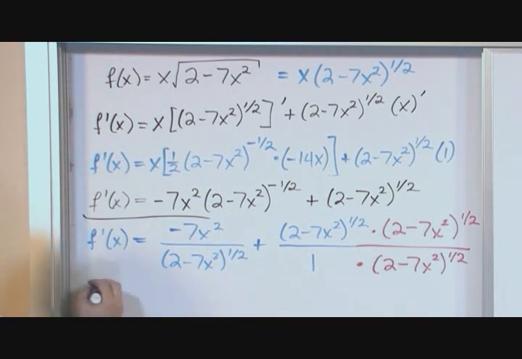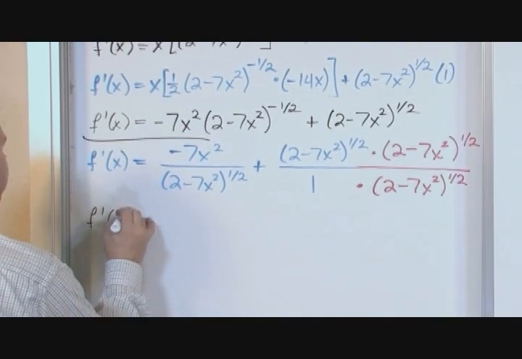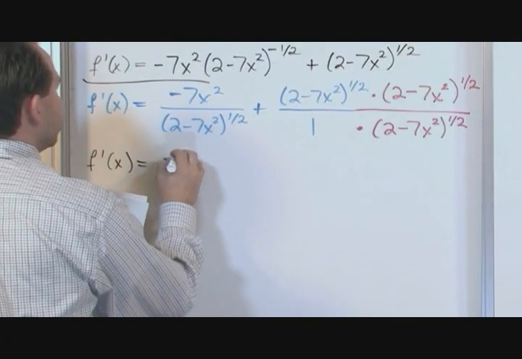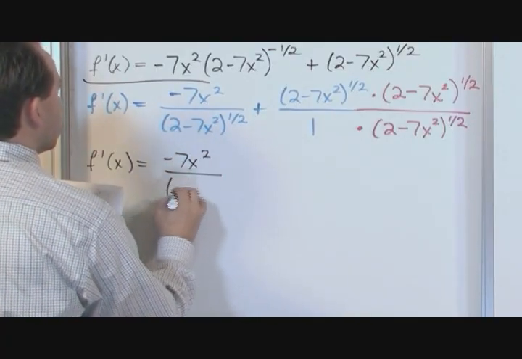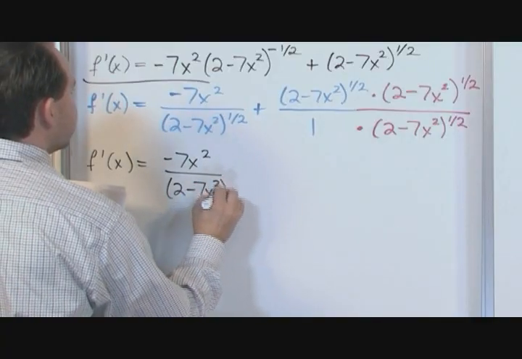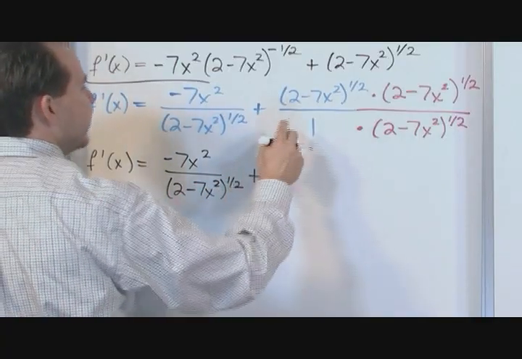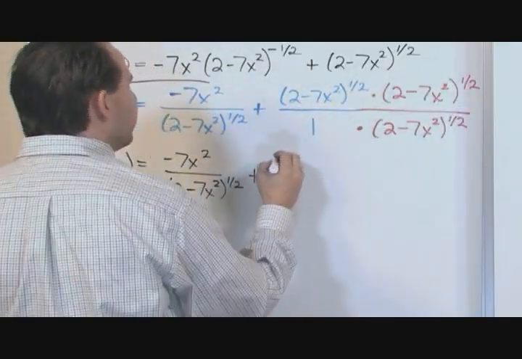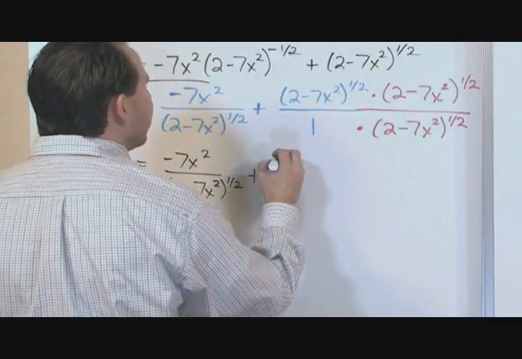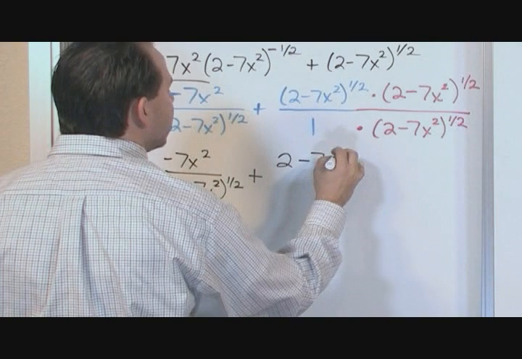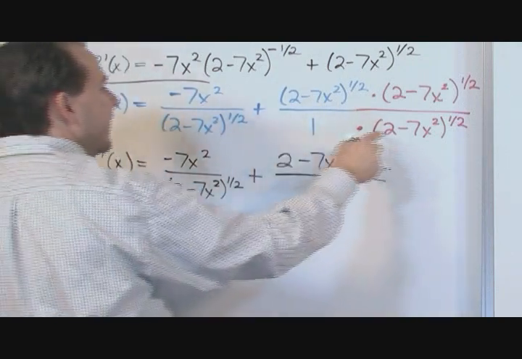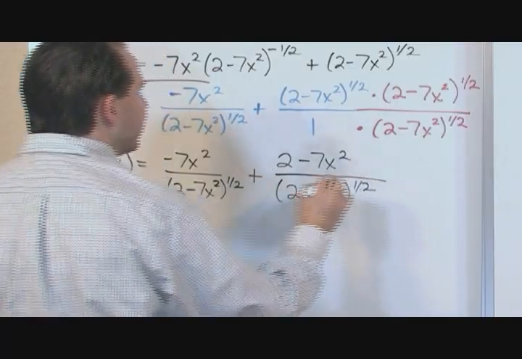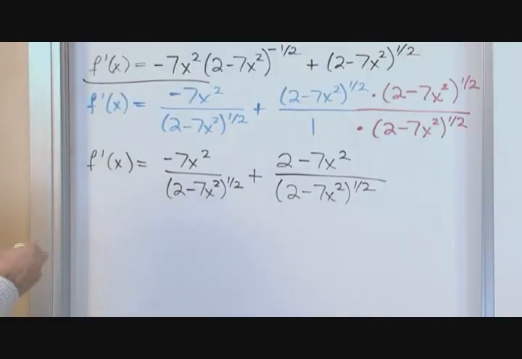Right? So we only do this so that we can get a common denominator across both sides. But a nice thing happens once we do it. We have f prime of x. All right? On the top, what are we going to have? We have negative 7x squared over 2 minus 7x squared to the power of 1/2. And then over here on the right-hand side, we have this multiplied by this, but notice the bases are exactly the same, so we just add the exponents. So 1/2 plus 1/2 is 1, so all you'll have on top is 2 minus 7x squared. And on the bottom, 1 times this is going to give us what we wanted to get, 2 minus 7x squared raised to the power of 1/2. So we have a common denominator, which is the only reason we did that.